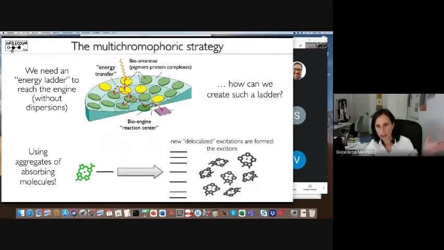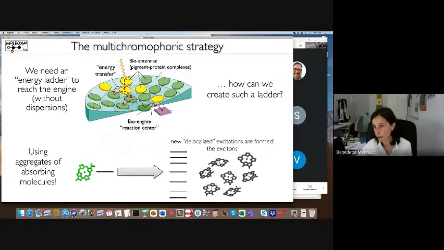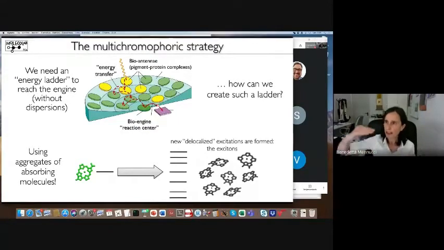And to have this transfer, which involves long distances, so tens of angstrom, we need an energy ladder, in order to transfer the energy without dissipation. How is this energy ladder created in nature? In a very cheap way. What nature developed is the idea of an excitonic system, a multi-chromophoric system. By using one type of chromophore, but putting many chromophores together, it creates new excited states called excitons, which have a different energy with respect to the excitation of the single chromophore. So using one single chromophore, but putting many chromophores together, you create a set of excitations at different energy. So you create an energy ladder.